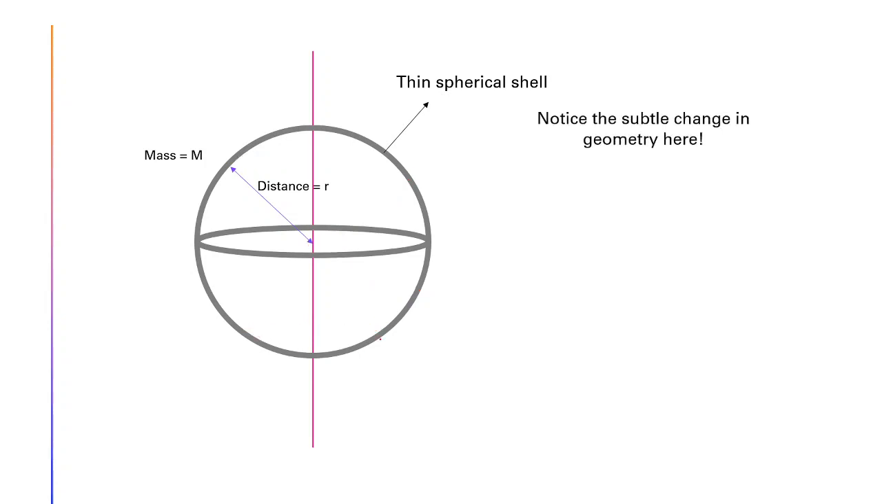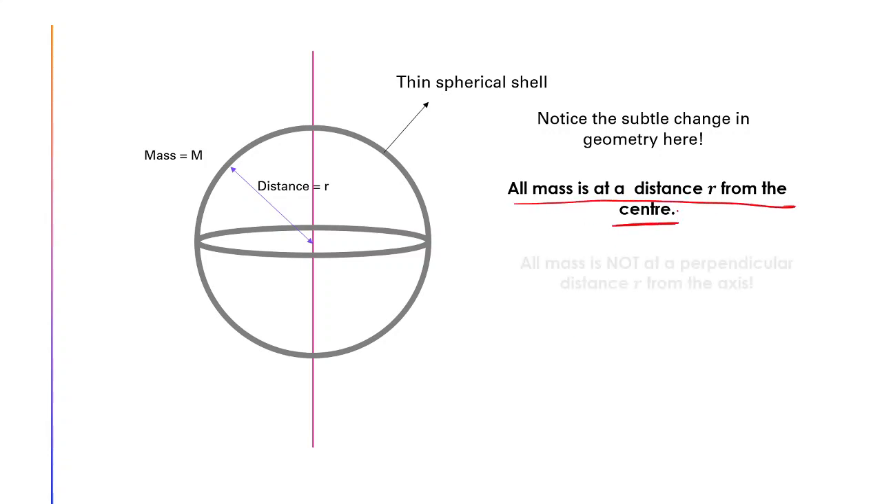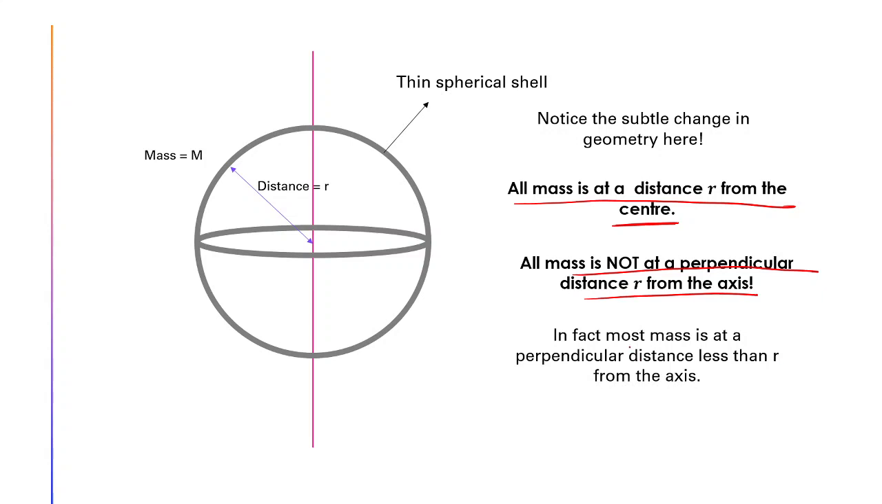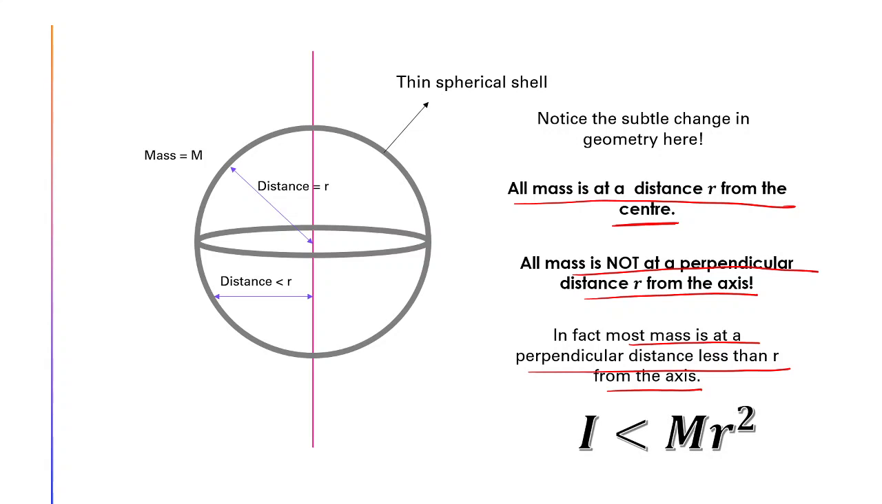So you can feel that because of the change in geometry, all the mass is at a distance r from the center, but the center is not the axis. All the mass is not at a perpendicular distance r from the axis. In fact, most mass is at a perpendicular distance less than r from the axis. If you do the scalar sum, you would realize that I will be less than mr squared, right? How much it is, you can calculate using calculus, but you have to feel it first that I is less than mr squared.